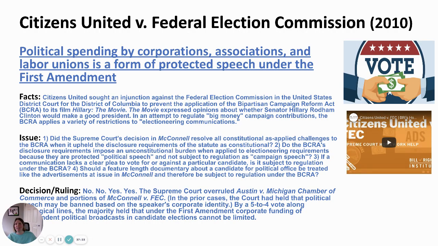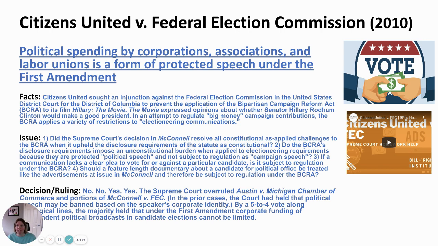This case ruled basically that political spending by corporations, associations, and labor unions is a form of protected speech under the First Amendment. So this starts with a law called the Bipartisan Campaign Reform Act, which is an attempt to limit soft money and limit kind of the untracked money that's in politics. It also was an attempt to get candidates to stand by their ads. That's why at the end of ads now you'll hear, I'm blank and I approve this message. That's federal law that requires that.